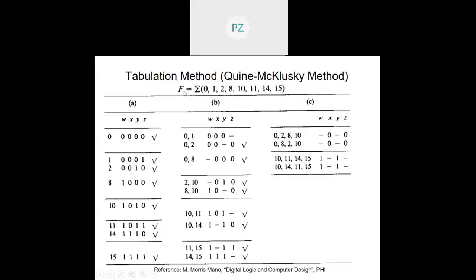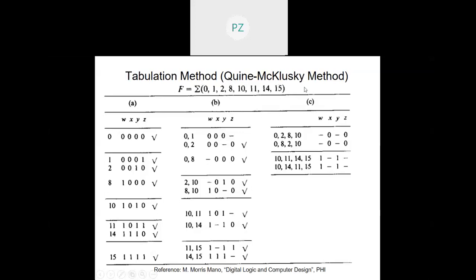Suppose we are given this function in sum of product form. So obviously from here we can make out that this must be a 4 variable function because our min terms are going up till 15 only. There is no min term beyond 15. So we can assume that the number of variables here are 4, right? So I have to minimize this function. So I'll use tabulation method.